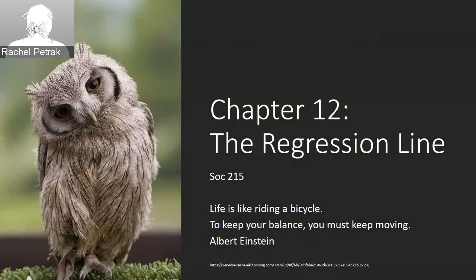Life is like riding a bicycle. To keep your balance, you must keep moving. Albert Einstein said that. And today we're going to keep moving along the regression line.